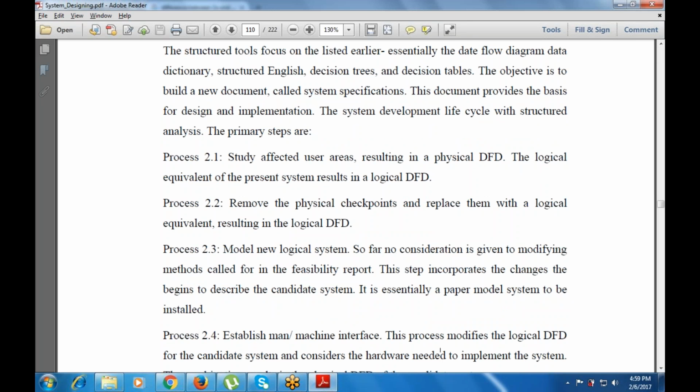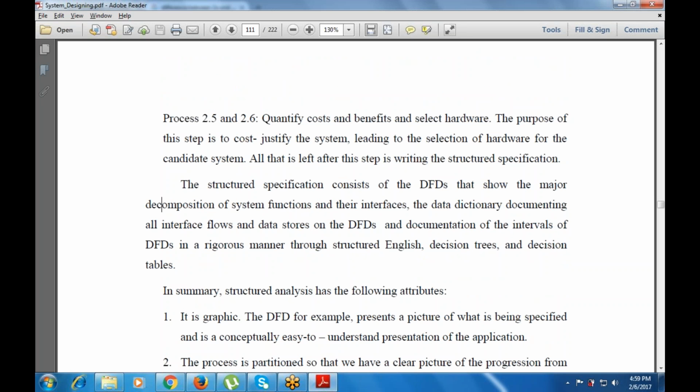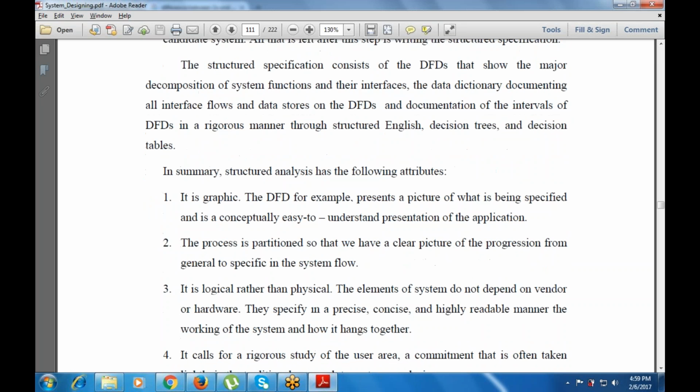So far, no consideration is given to modifying the method known in the feasibility study and feasibility report. This step also incorporates the changes that begin to describe the candidate system, essentially a paper-based model to be installed. Then establish the new technology to be used, quantify the cost-benefit analysis, and select the analysis part.